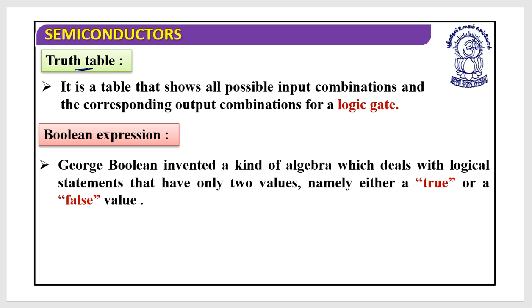First, let's understand certain words. A truth table is a table that shows all possible input combinations and the corresponding output combinations for a logic gate. That is what we call a truth table, which always speaks truth. Yes, a Boolean expression. George Boole invented a kind of algebra which deals with logical statements that have only two values, namely either a true or a false value. So this is what we call Boolean algebra.